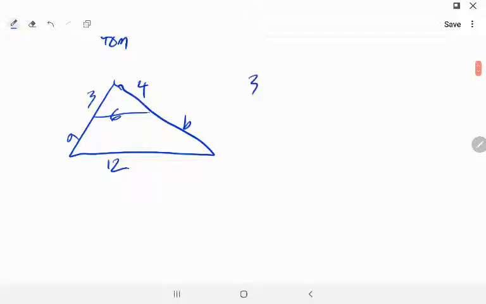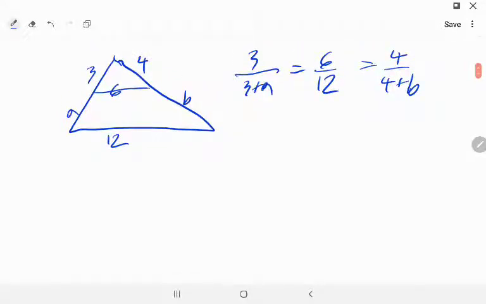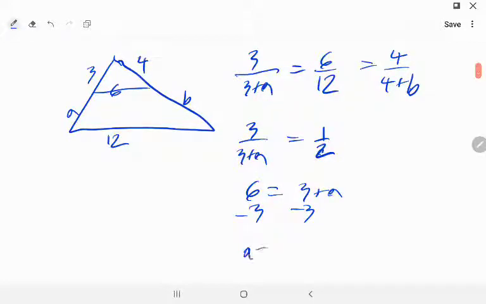What we can say is 3 divided by 3 plus A has to match up with 6 divided by 12. And that has to match up with 4 divided by 4 plus B. We're taking the shorter side divided by the longer side equals the shorter side divided by the longer side. And so we can set that up as two different equations. 3 divided by 3 plus A equals 1/2. Cross multiply, we know 6 equals 3 plus A. Subtract 3. We know that A equals 3.